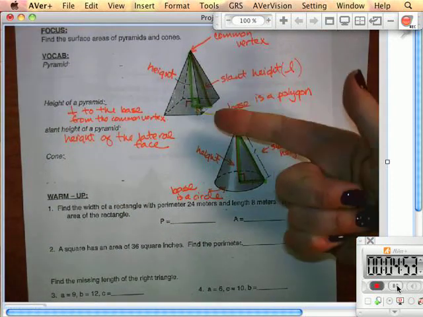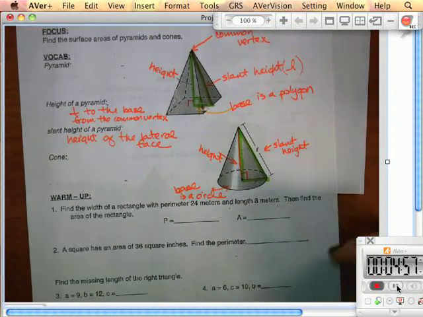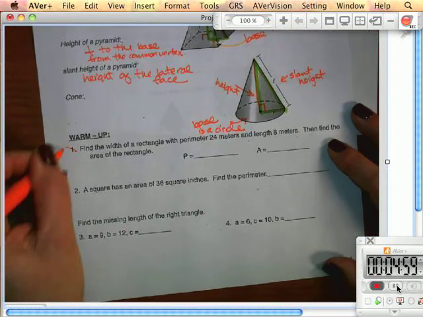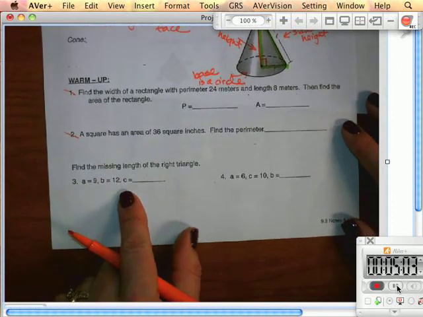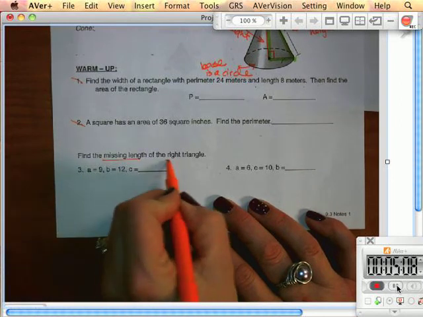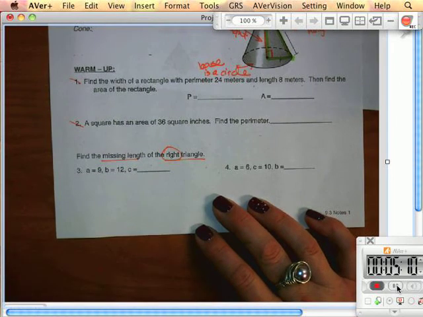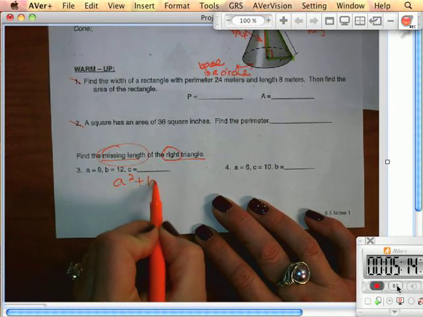So if I take that slice out of there, I can find the slant height. Same with here, I could find the slant height. So for the sake of time, we're not going to do these two. But we are going to practice the Pythagorean theorem here. Find the missing length of the right triangle. You see this word? And you see this? You should think Pythagorean theorem.